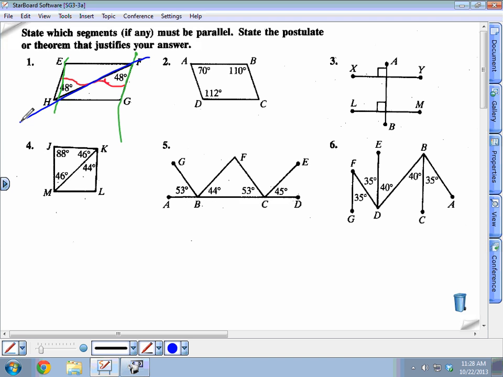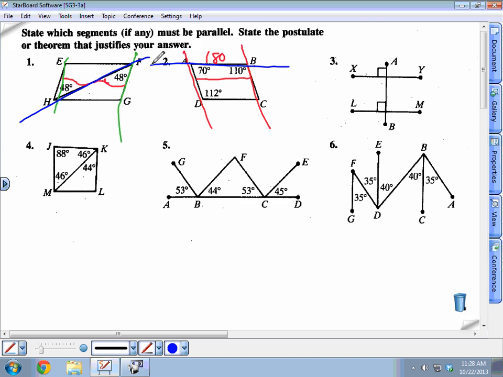Now, on the next one, take a look at this. What could I state here? First you want to look at 70 and 110. That adds up to 180, right? So I know that these two are supplementary, don't I? Because that totals 180. If I look at these two lines, and this AB is a transversal, I have same side interior angles, don't I?